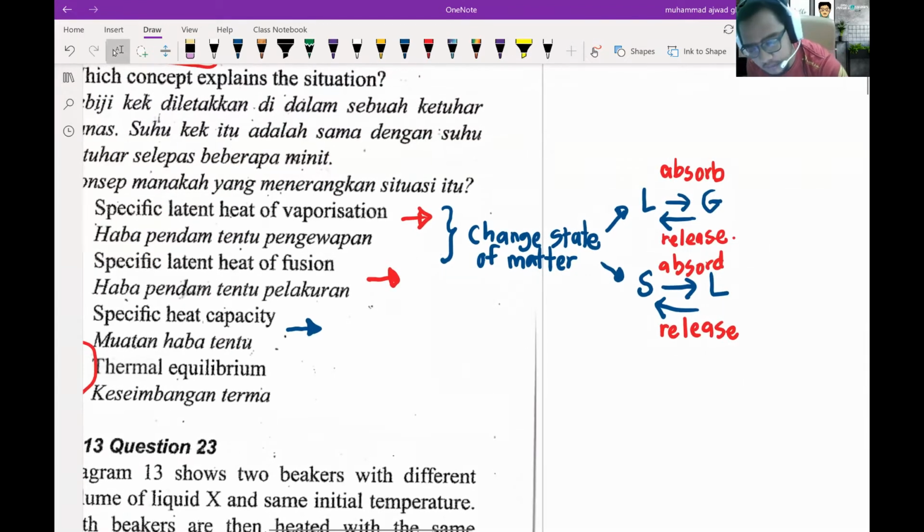So change state, apa yang kekal? Yang kekal adalah temperature constant. Okay, temperature is constant. Okay, how about specific heat capacity?